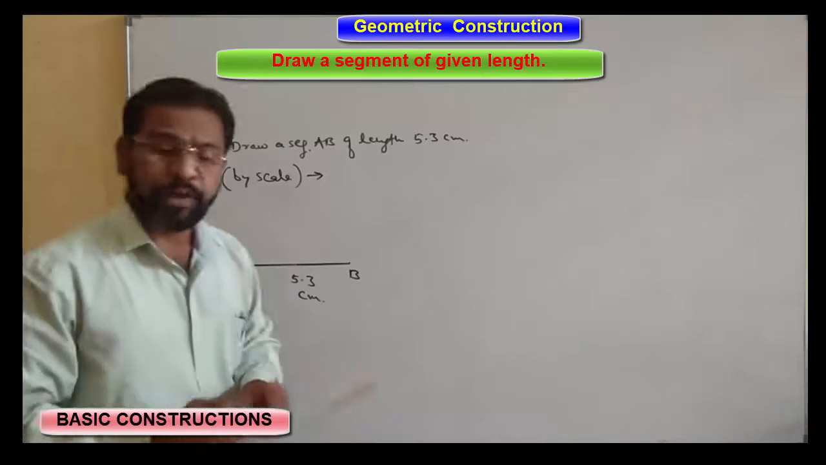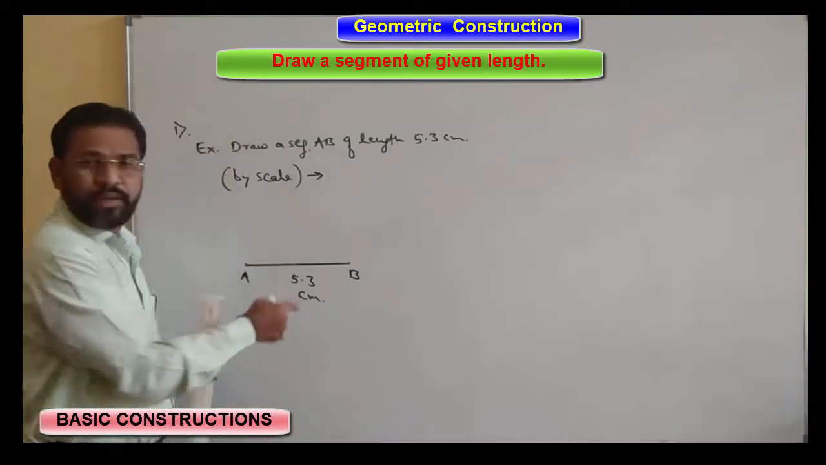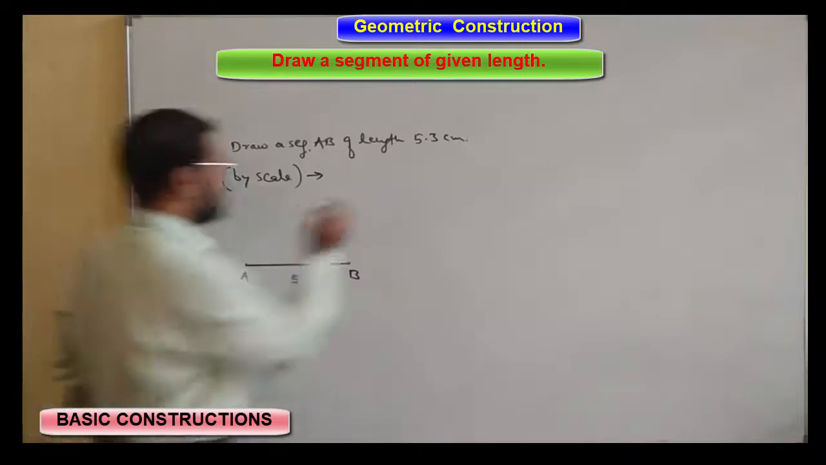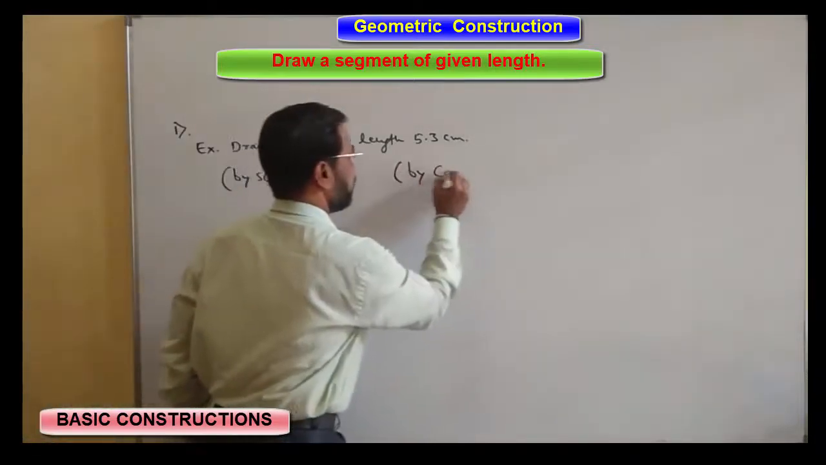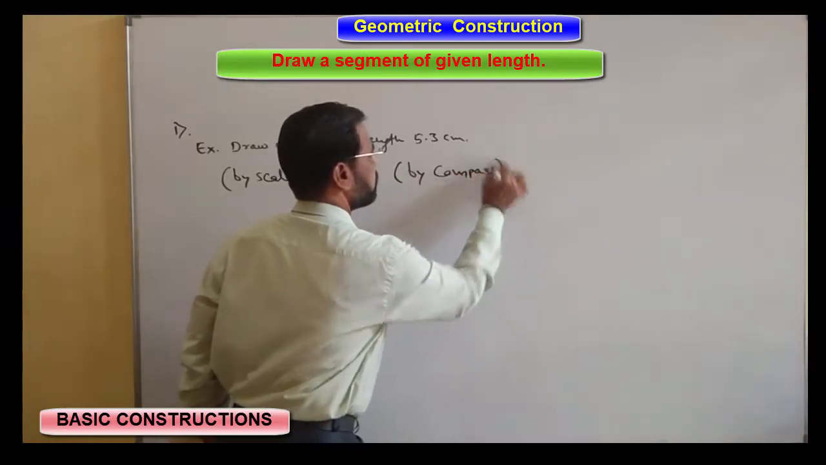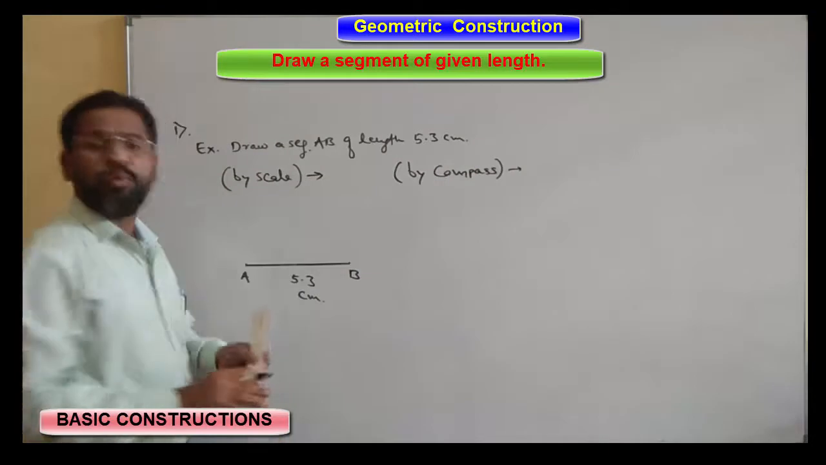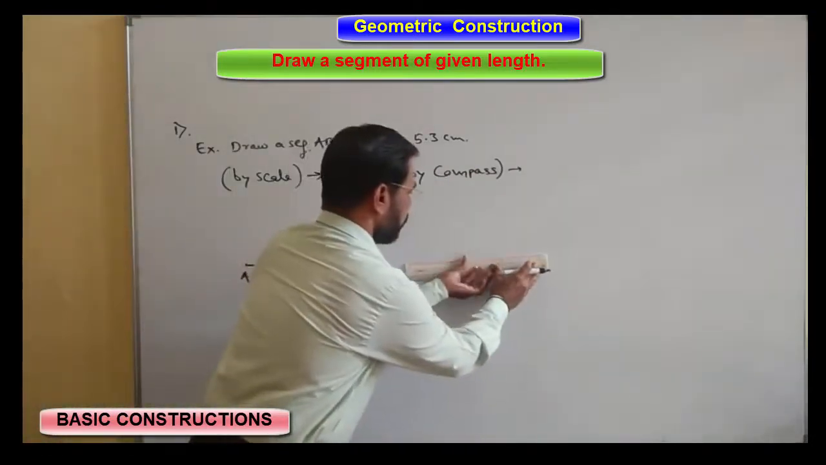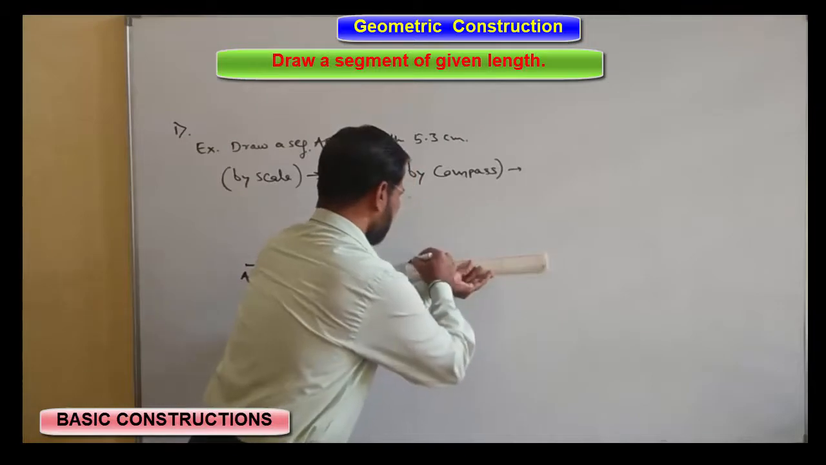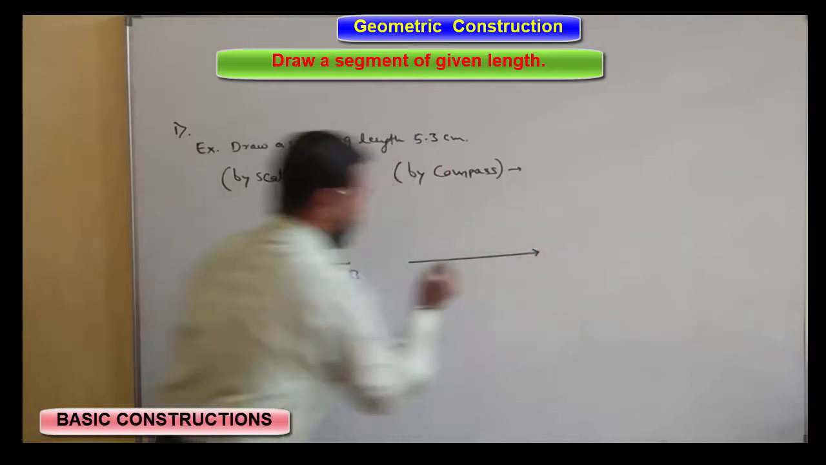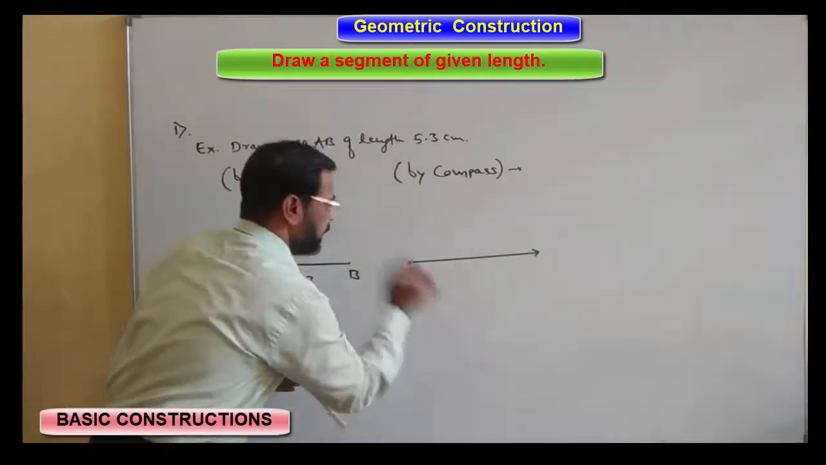Now, when we are going to draw the same figure by using only compass, then how can we draw it? See here, by compass. For that I am going to draw one ray here. Just see here, I am going to draw one ray like this. Okay. Now here I'll write the name A.